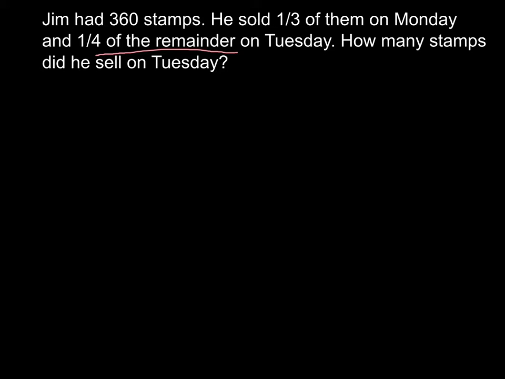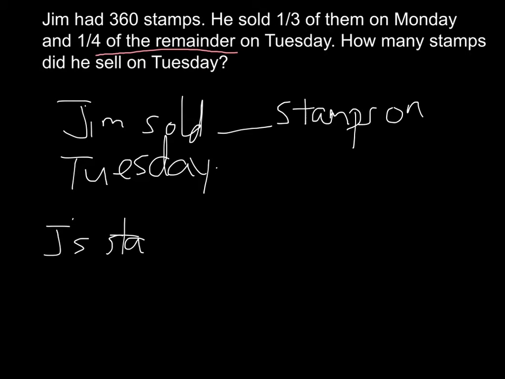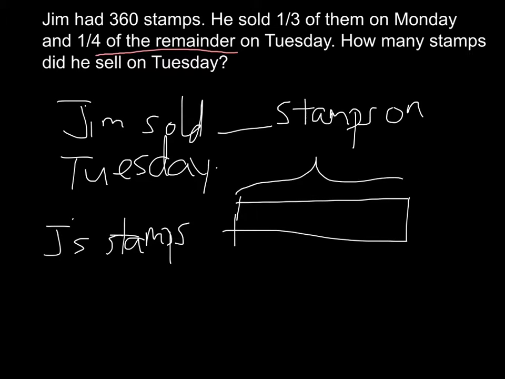Hope you've done that. Mine says Jim sold stamps on Tuesday. Okay, and then we see this problem is about Jim's stamps, so I'm going to put Jim's stamps, and I even know how many he has, so let's make Jim's stamps be 360. Now it says he sold 1/3 of them on Monday.